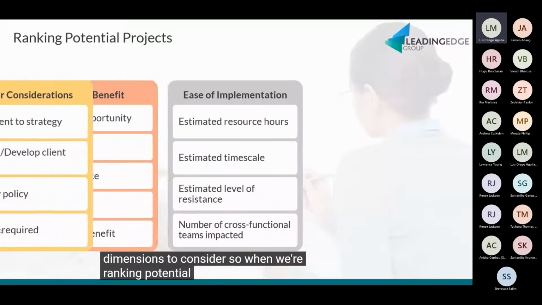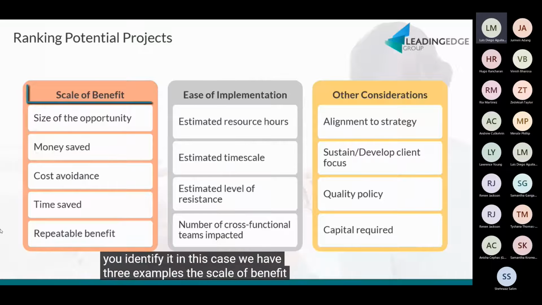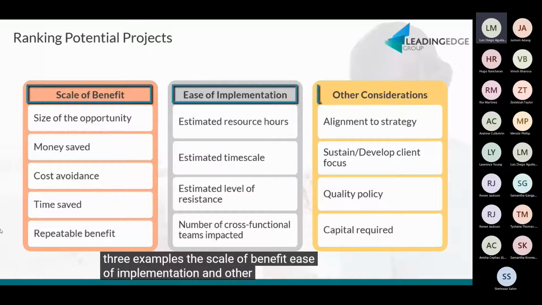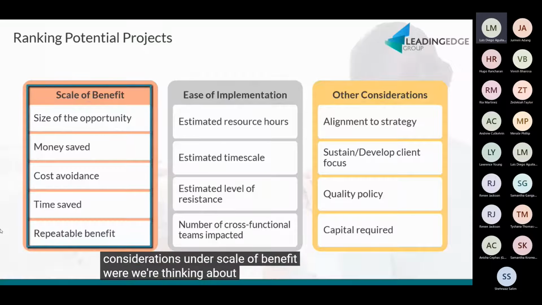So when we're ranking potential projects, you can use different elements or dimensions to help you identify it. In this case, we have 3 examples: the scale of benefit, ease of implementation, and other considerations. Under scale of benefit, we're thinking about the size of the opportunity, or the money that is going to be saved, or is there a cost avoidance if we prioritize this project and work on it first? What's the repeatable benefit? These are all examples of the scale.